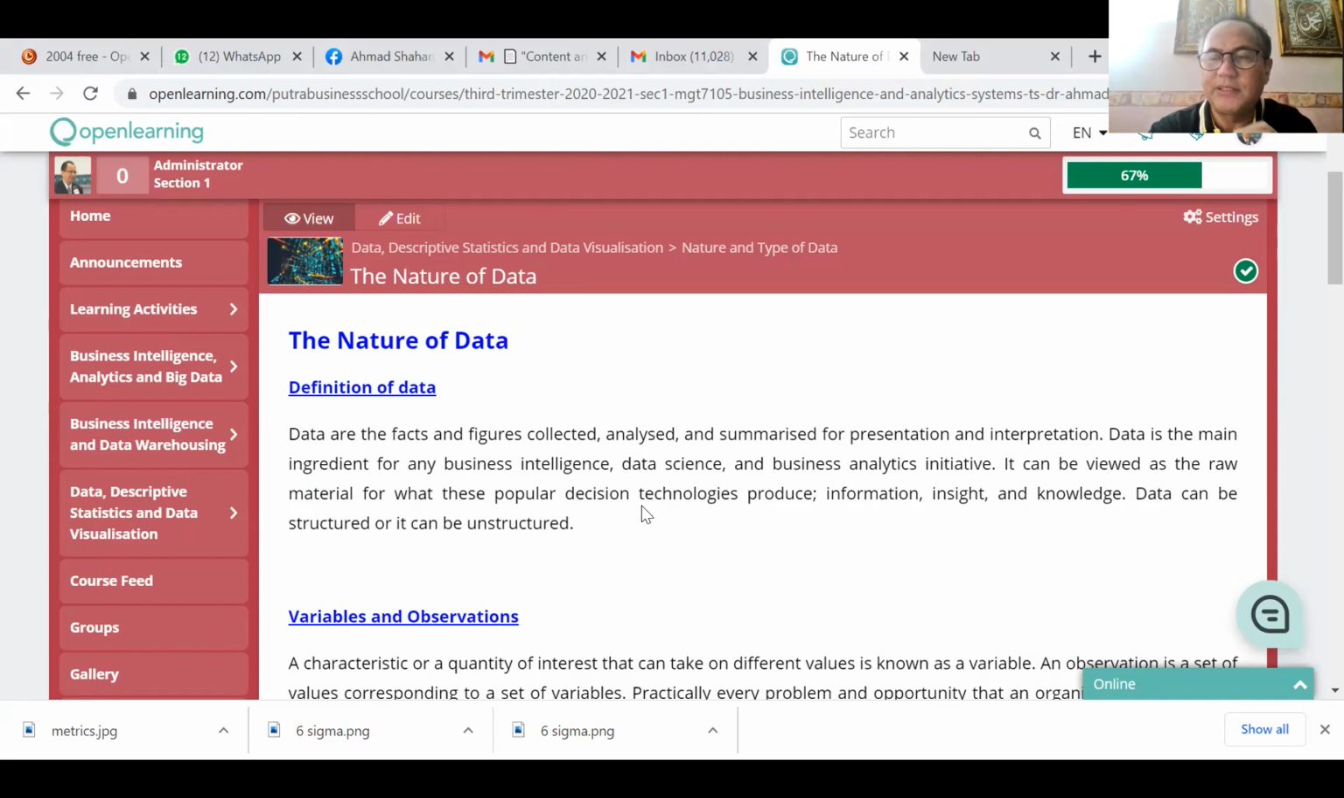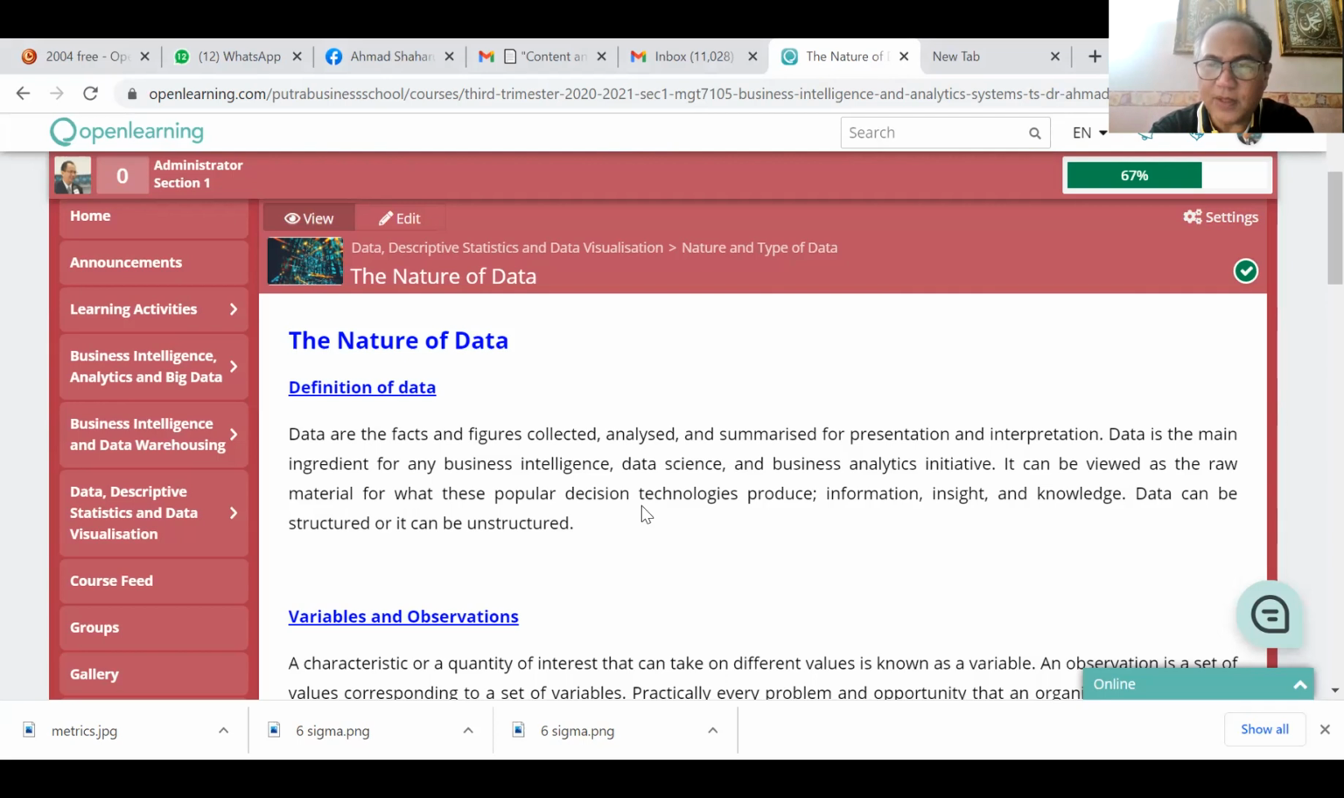We look into data. Data is the precursor, the raw material for any decision technologies. Whether you want to provide information, provide insight, or have knowledge, data is the raw material. And data can be structured or unstructured. Most of the data are actually unstructured.